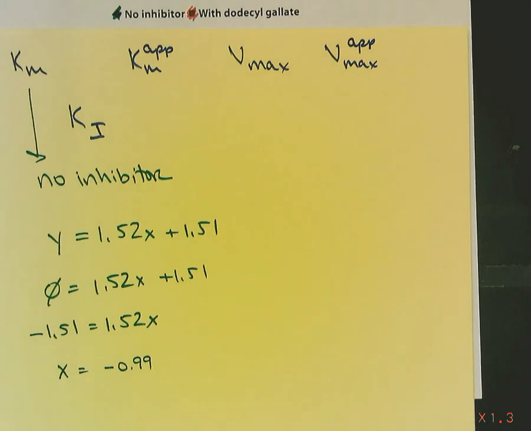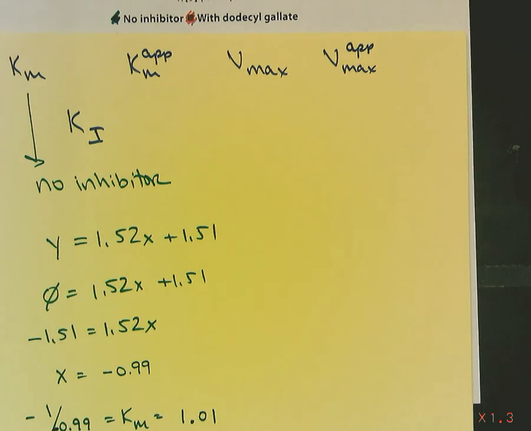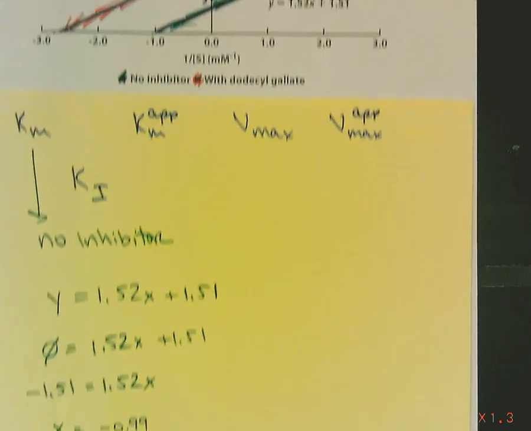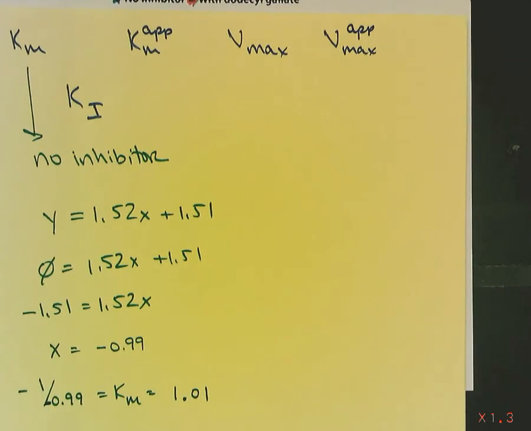So am I done? No, what do I need to do to actually get to Km? That's my little negative sign. And looking at the graph, is that your x-intercept is reasonable based on your graph, right? Your x-intercept should be about 1. You calculate it to be about 1. Okay, good.